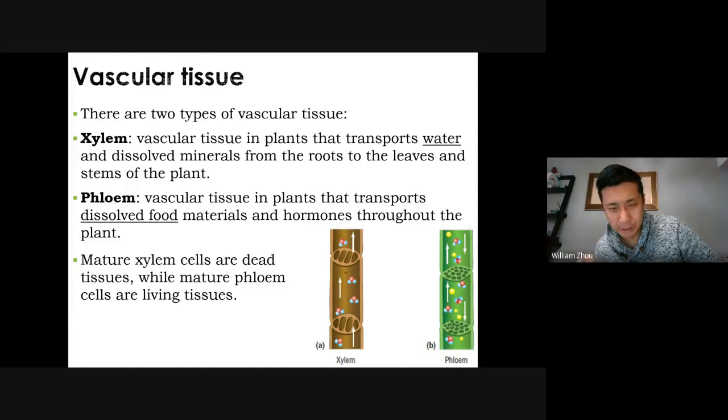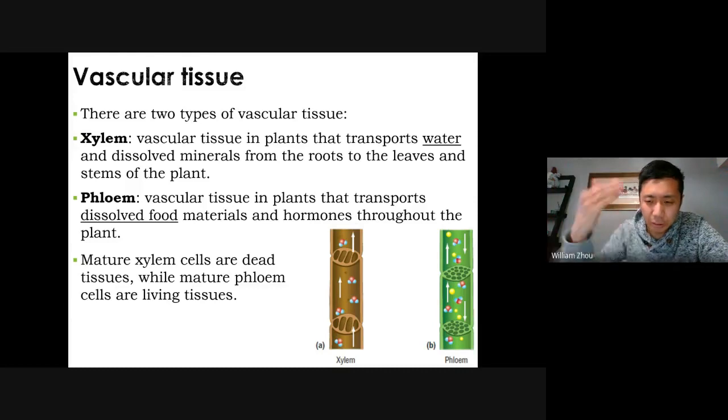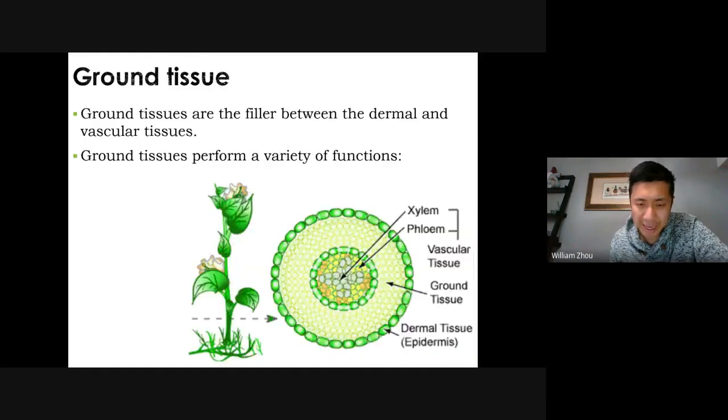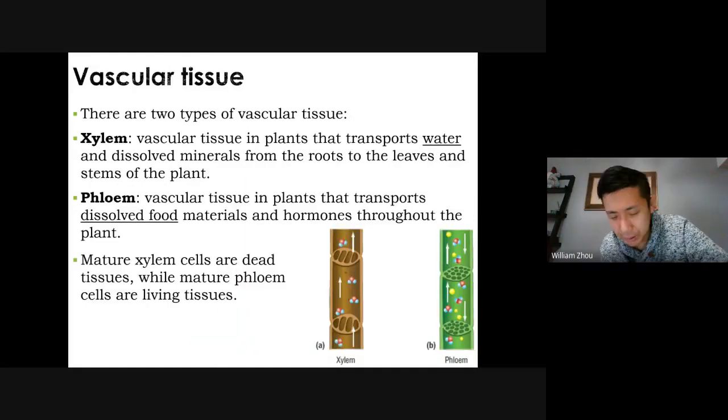Phloem, on the other hand, they also transport water, just like the xylem, but they transport food. They transport sugar. They transport hormones, because plants also have hormones. They can go up or down because food needs to be spread out everywhere, and hormones need to communicate up and down the body. So a phloem transports water, hormones, and food. It goes both ways. Phloem cells are living cells. They are not dead. So that's the difference between xylem and phloem.